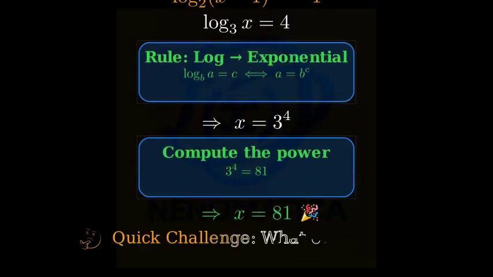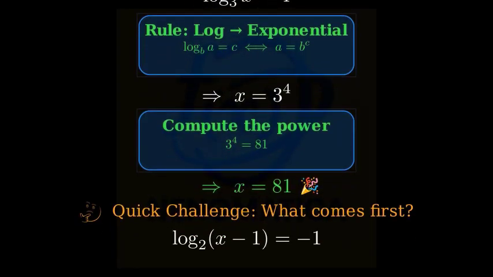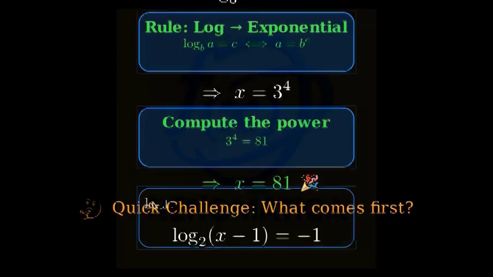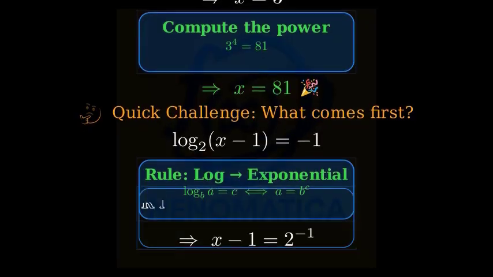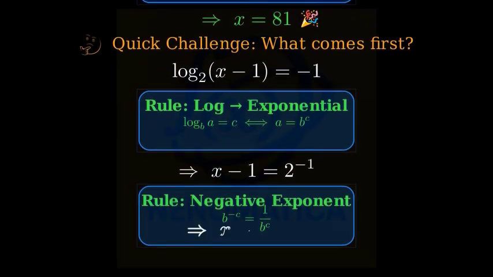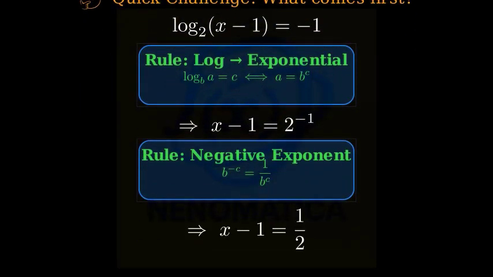Quick challenge. Before we start problem 2, can you predict the first algebraic move? Problem 2. Again, convert from logarithmic to exponential form. We get x minus 1 equals 2 to the -1. Use the negative exponent rule: b to the minus c equals 1 over b to the c.